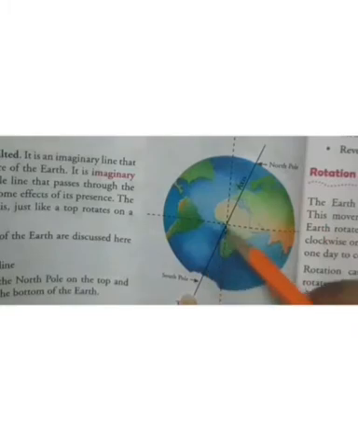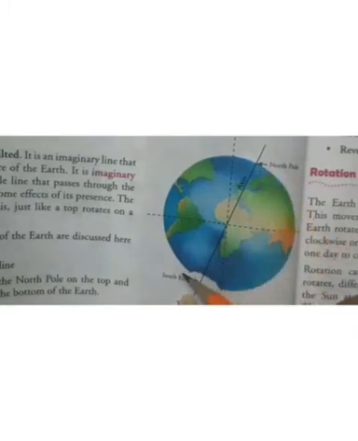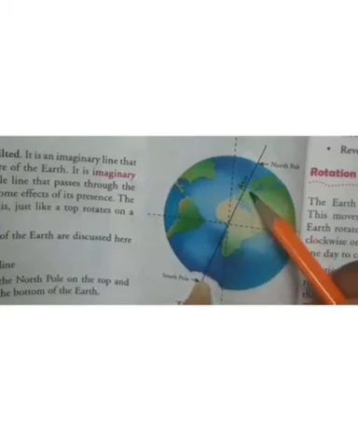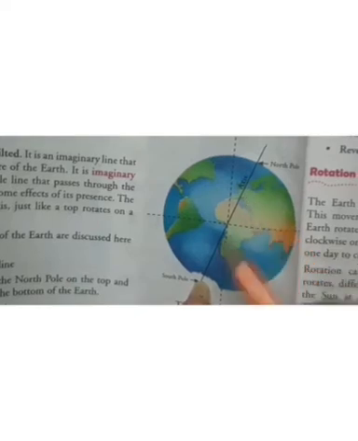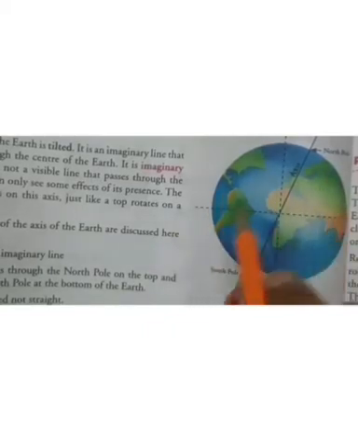And why is it imaginary? It is imaginary because it is not a visible line that passes through the earth. We can only see some effects of its presence, but it is not visible to us. Now, the earth rotates on its axis, just like a top rotates on a metal rod. Like that, the earth also rotates on its axis.